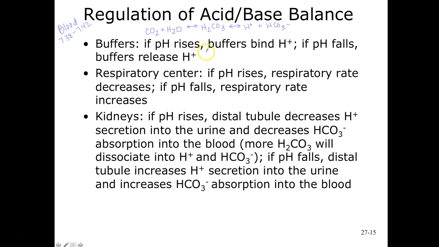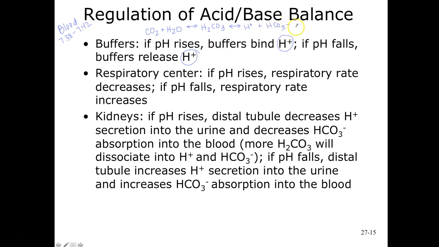If we see that our pH is going to rise, so it turns more basic, then our buffer is going to bind more of those hydrogen ions, and it shifts everything over to the left. If our pH is going to fall, so we become too acidic, then we will shift this equation to the right and we want to release these hydrogens. So we're going to talk about these hydrogens a little bit more in the coming slides.